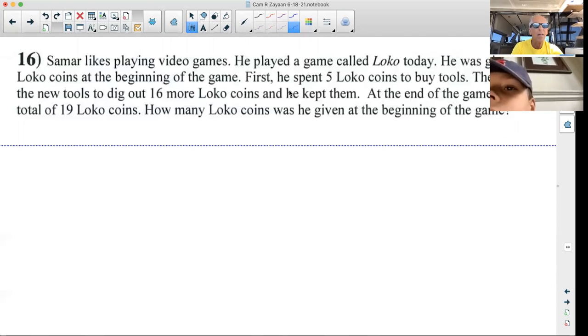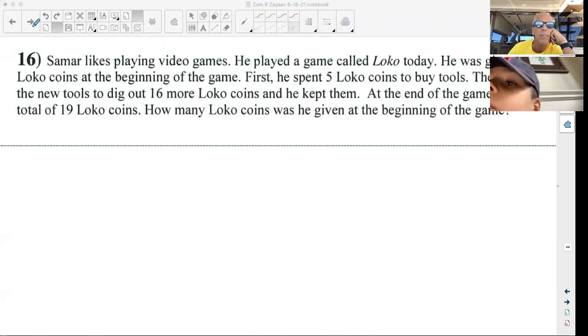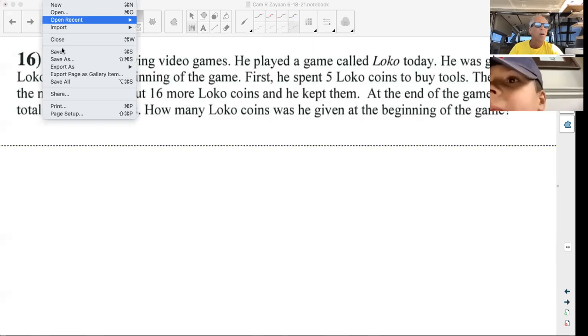So Samar likes video games. Okay, you read it. He played a game called Loco today. He was given some Loco coins at the beginning of the game. First, he spent 5 Loco coins to buy tools. Then he used the new tools to dig out 6 more Loco coins and keep them. At the end of the game, he had a total of 19 Loco coins. How many Loco coins was he given at the beginning of the game?